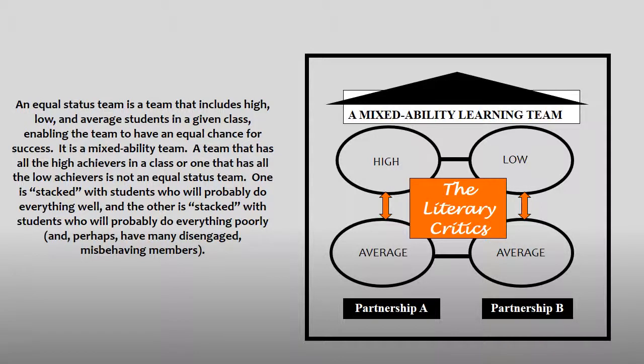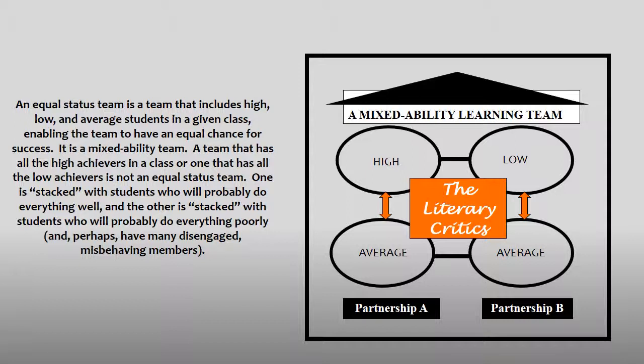On this slide, you see a diagram that shows you how to effectively create a mixed ability learning team. A mixed ability learning team includes the key components of an equal status team. An equal status team is a team that includes high, low, and average students in a given class, enabling the team to have an equal chance for success. It is a mixed ability team. A team that has all the high achievers in a class or one that has all the low achievers is not an equal status team. One is stacked with students who will probably do everything well, and the other is stacked with students who will probably do everything poorly.